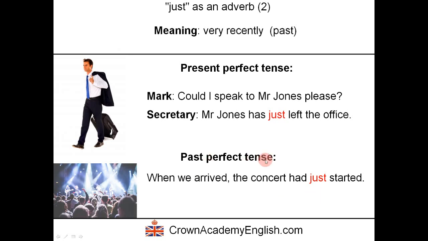So the past perfect is when we have two actions in the past and one action is before the other one, relative to the other action. So there are two actions. We arrived and the concert started. And the concert started before our arrival. Okay? So this is why this one is in the past perfect. I have another video which explains the past perfect tense. I'll put a link at the end of this video.